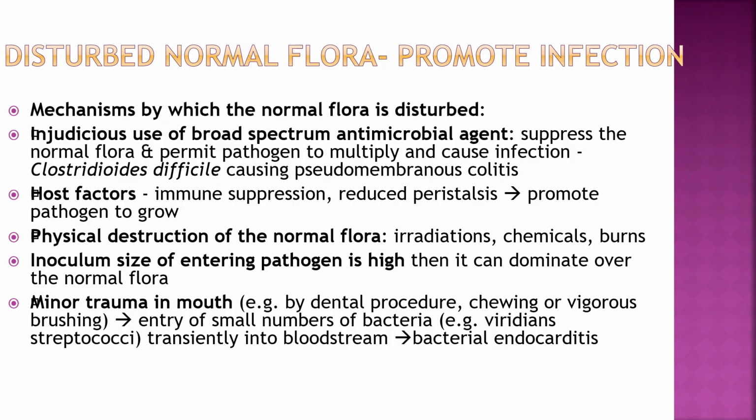Physical destruction of normal flora: irradiation, chemicals, and burns. If the inoculum size of the entering pathogen is high, then it can dominate over the normal flora. Minor trauma in mouth, for example dental procedure, chewing, or vigorous brushing, causes entry of a small number of bacteria, for example viridans streptococci, transiently into the bloodstream, which causes bacterial endocarditis.